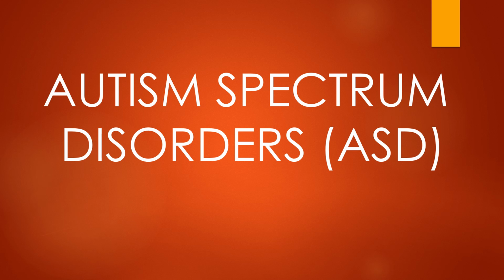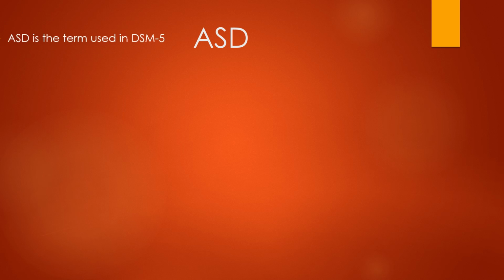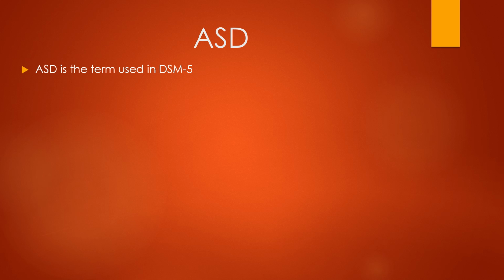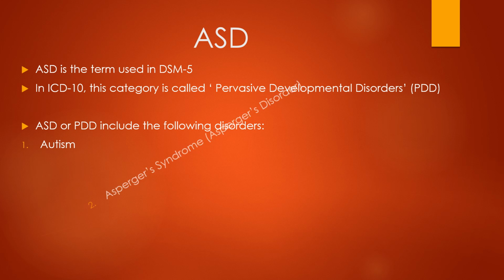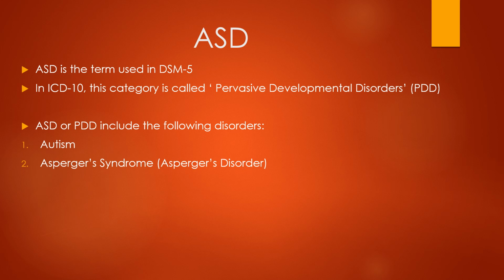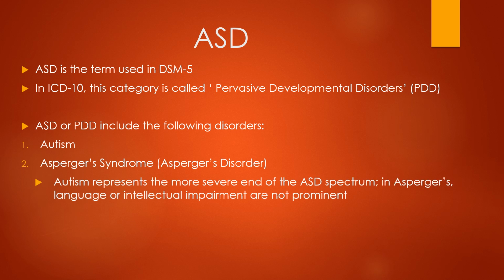We now move on to autism spectrum disorders. ASD is the term used in DSM-5. In ICD-10, this category is called pervasive developmental disorders. ASD or PDD include the following disorders: autism and Asperger's syndrome or Asperger's disorder.